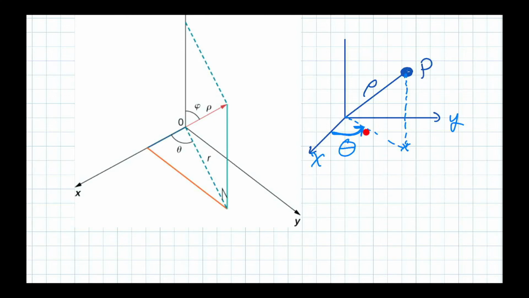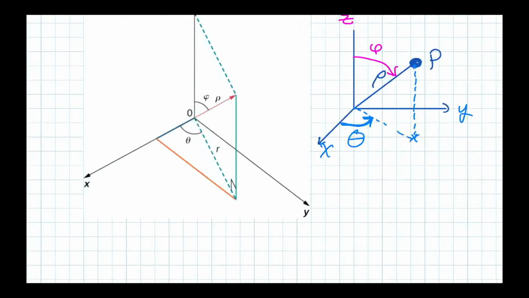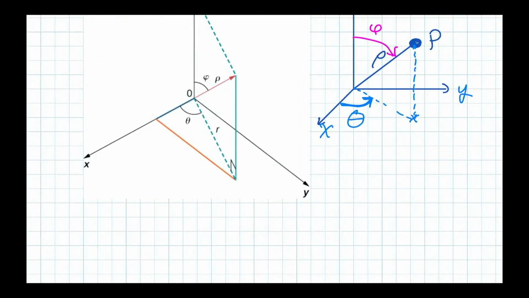And then your last variable is phi. You actually measure phi as the angle from here down to this ray. So you have the z-axis here, and you measure this angle. That's the angle phi. Okay. So I just drew it myself in case this picture is hard to understand. I don't know. That's spherical coordinates.